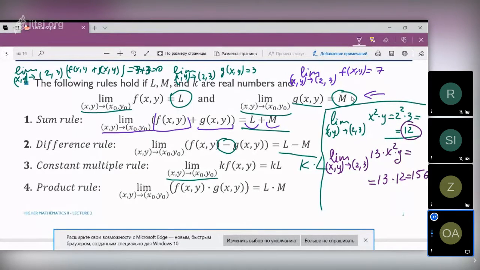I've calculated this one using the third rule, which is the constant multiple rule. And the fourth one, which is the product rule, is similar. Instead of this 13, I will have another function, and I have to multiply both of them together to get the final limit here.